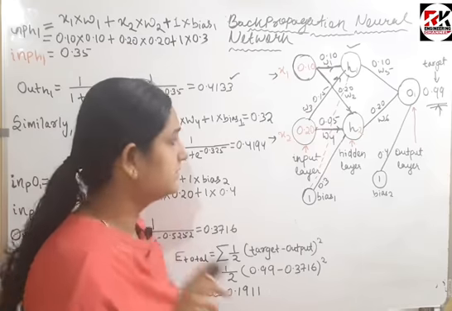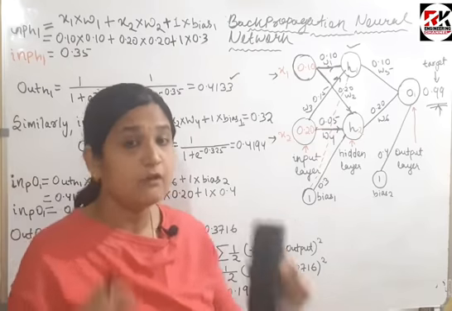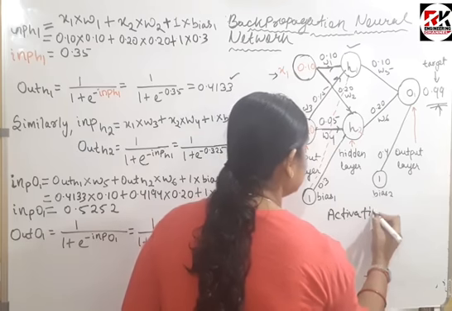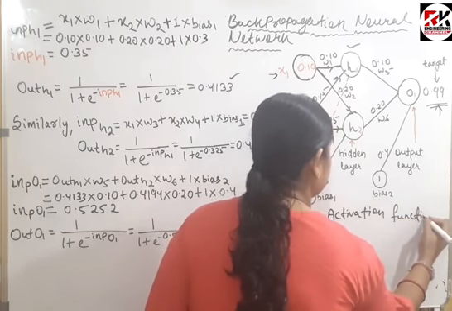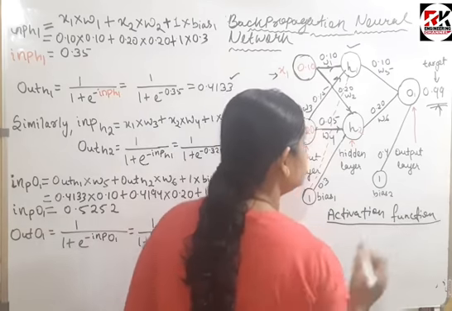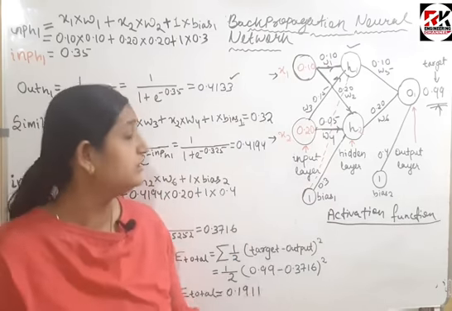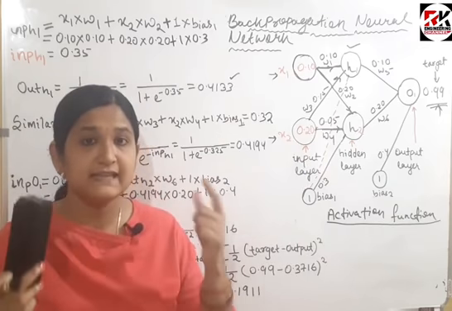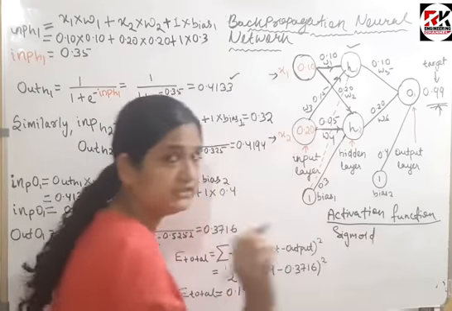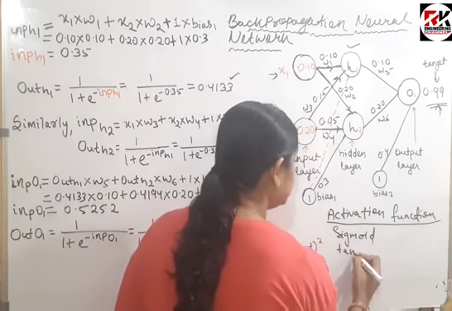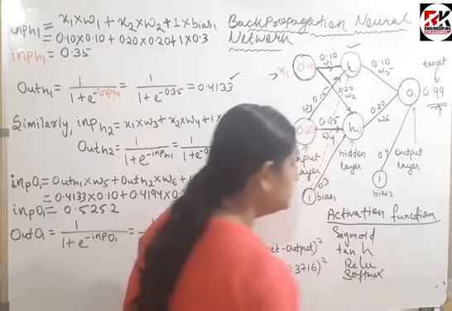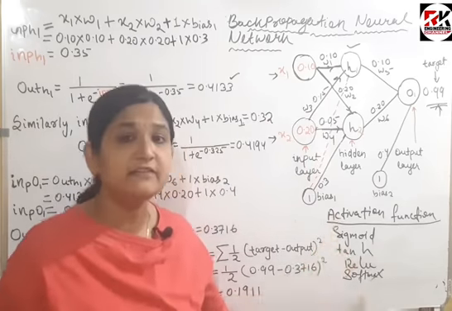One more thing I want to discuss before going to the mathematical calculation: what is an activation function? There are many activation functions used in your neural network, like sigmoid. Just remember the names, I will explain each and everything. Sigmoid activation function, tanh activation function, ReLU, and softmax. And others are also there. These are some basic activation functions used.